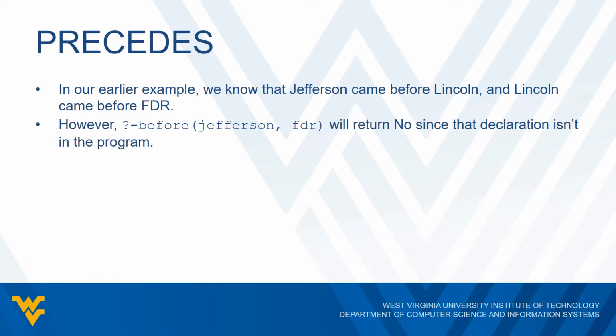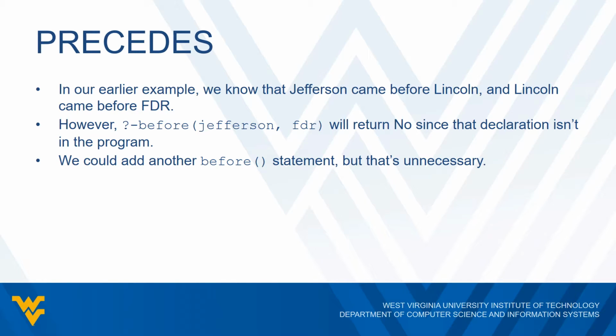Now you might be thinking, well, why don't we just add another before statement and just say before Jefferson FDR? Well, we can do that, but that just doesn't seem necessary. We shouldn't need to do that. So instead, we're going to use what's called the precedes statement. And this is some additional information where we can actually imply some more information based on who comes before what. So let me just give you a couple of examples just to illustrate this.